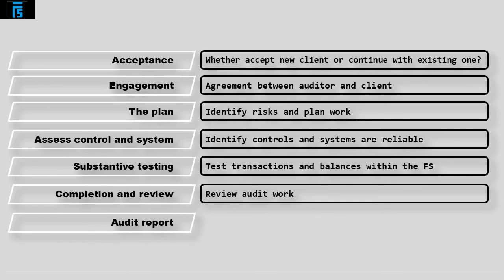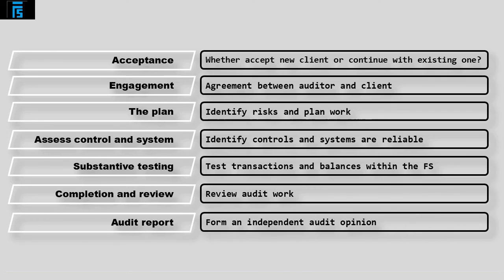Step 7. The audit report. Finally, the audit partner responsible for the audit will review the audit work and the financial statements and form an opinion on whether the financial statements are true and fair and properly prepared or not. We must understand what happens at each stage of the audit process to fully appreciate the external auditor and the opinion that is formed on the financial statements.